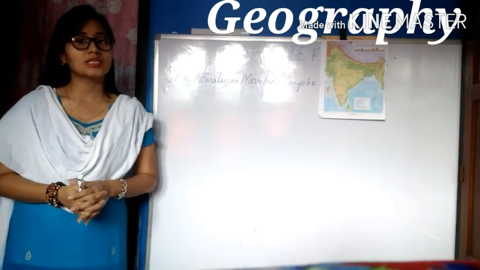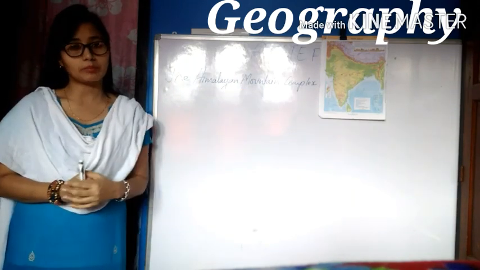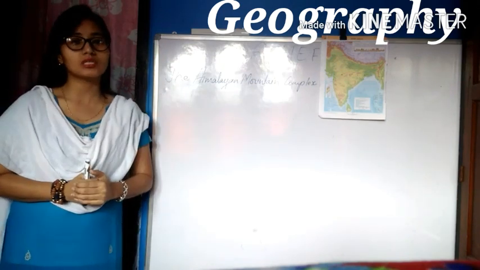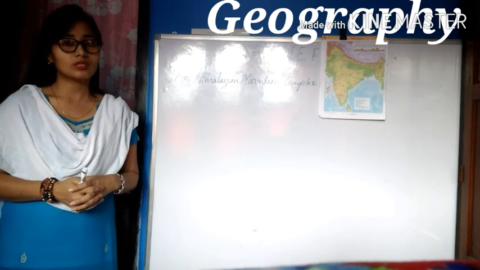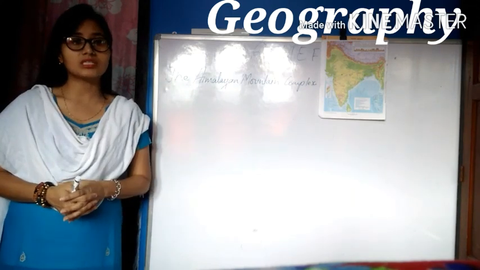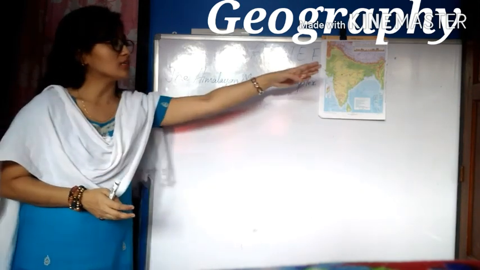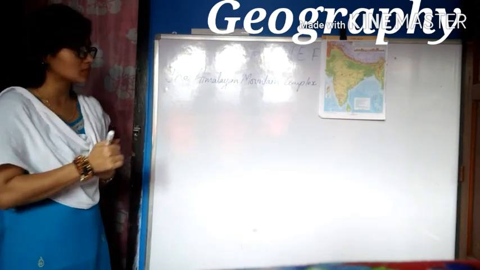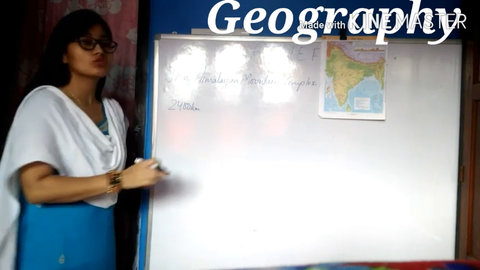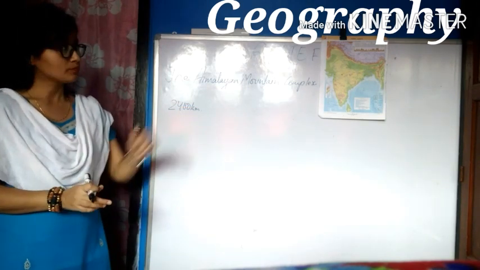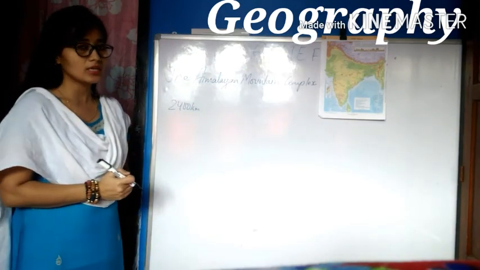Now let us discuss in detail the first relief feature of India, that is the Himalayan mountain complex. The Himalayan mountain is a chain of mountains that stretches along the northern border of India in an east to west direction, covering a distance of 2,400 km from the Indus River in the west to the Brahmaputra River in the east.